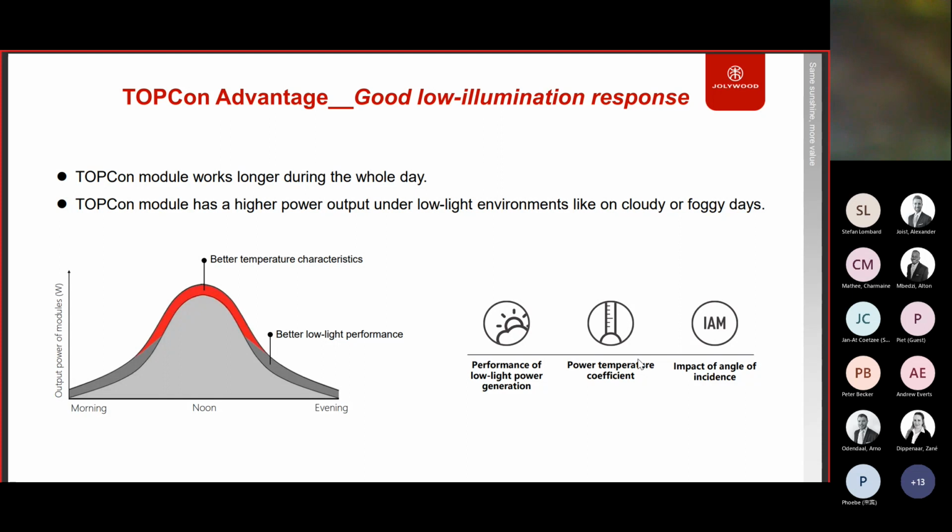And then the last advantage is the good low illumination response. From this paragraph, we can see that TOPCon modules work longer during the whole day. It begins to work earlier in the morning and works very late in the late afternoon. It means that TOPCon modules will have a higher power output in low light environments, for example cloudy, foggy, or even rainy days.